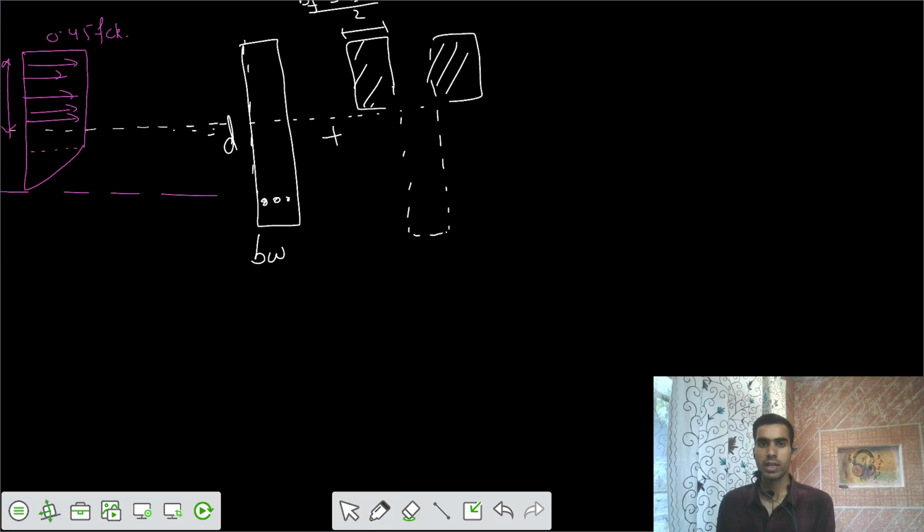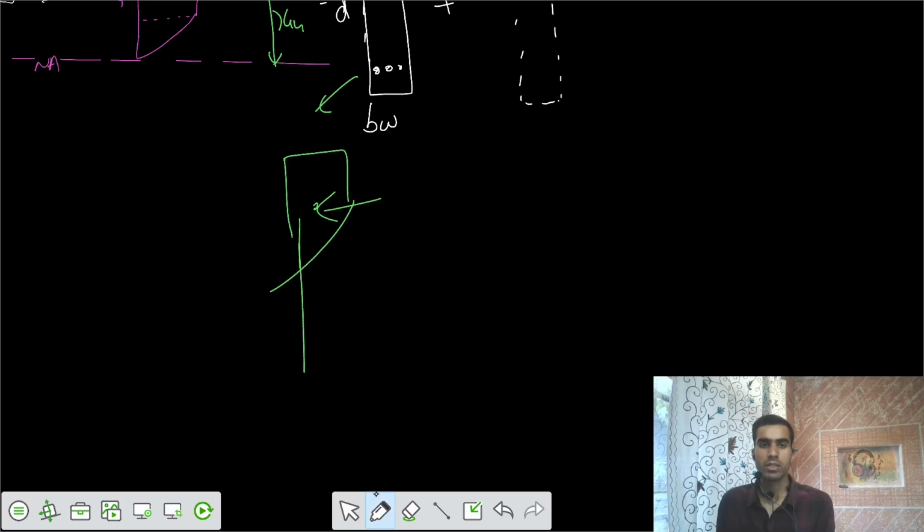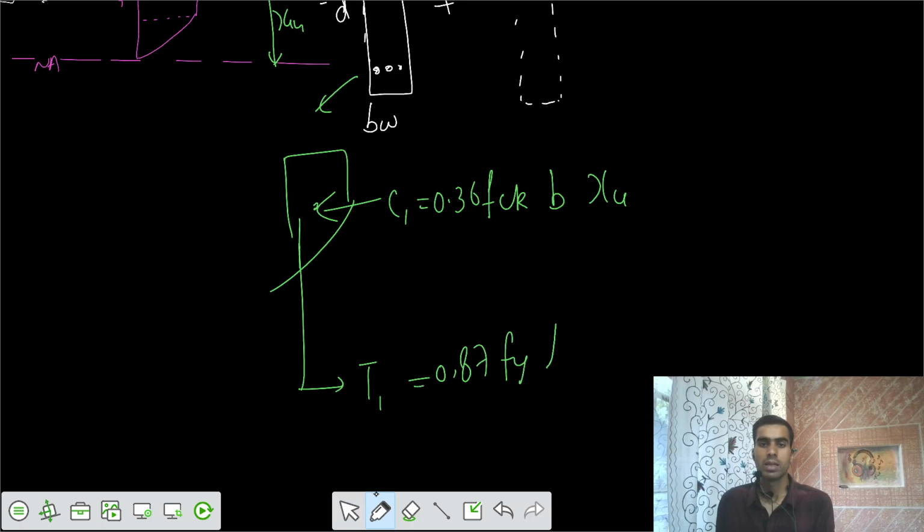And the first case is easy. For the first case, as the neutral axis is here, I can easily solve that C force. If I make the stress block for the first case, there's some C1 force and there's some T1 force. C1 force is equal to 0.36 FCK, some width and some XU, and similarly T1 is 0.87 Fy, some AST.